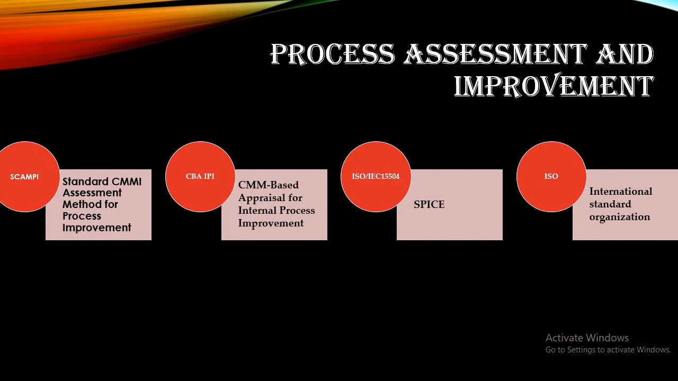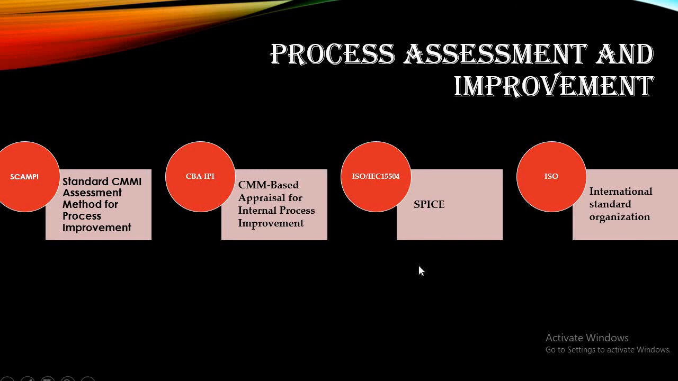So next what we have is how do we assess the process and how do we improve our process. Okay, so these are the 4 assessment methods that a software process undergoes. They are the standard CMMI assessment method for process improvement, CMM based appraisal for internal process improvement, SPICE, and International Standard Organization. And in this way, the process methods will be assessed and they will be improved.